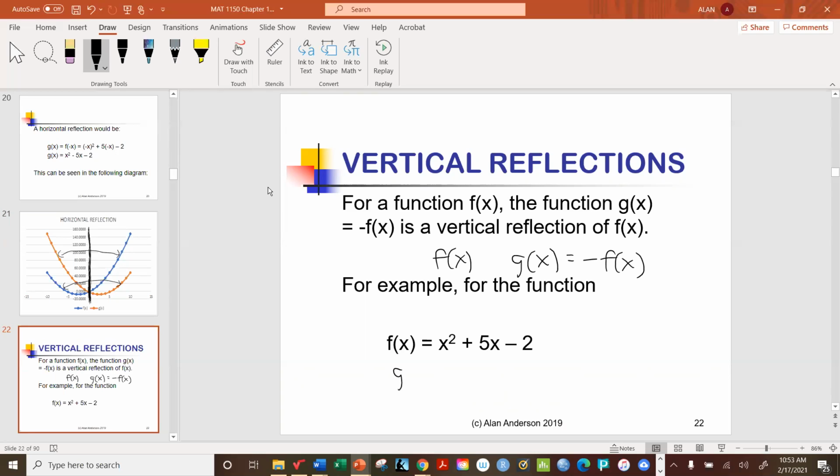So if we started here, g of x would therefore be negative the whole thing, which means negative x squared minus 5x plus 2. It's just all being reversed. And so when you see the graph, you'll say, oh, yeah, I see what you mean. You've basically flipped it upside down. That's essentially what you've done. Let's prove it.